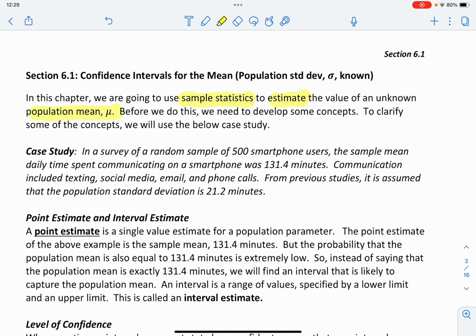So let's look at an example. In this case study, we have a random sample of 500 smartphone users, and the sample mean was 131.4. We also have an assumed population standard deviation. So that 131.4 is called a point estimate because that's a single value that estimates the population parameter. However, we know that that's probably not accurate, right? It's not going to be the same as the population mean. So it's better if we actually try to find an interval that is likely to capture the population mean. So that's the goal of this section, and that's what the confidence interval is called.